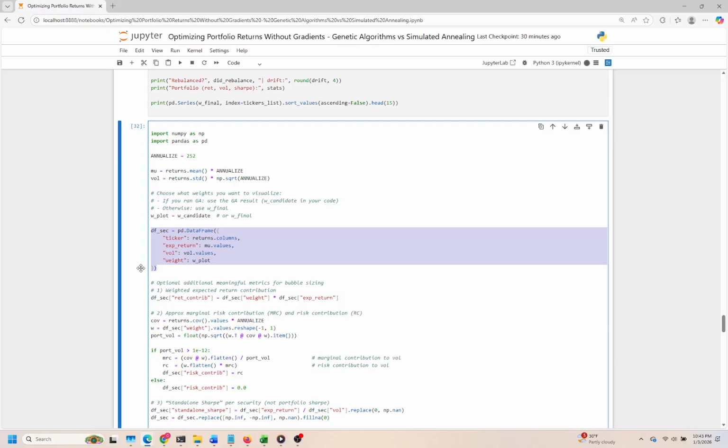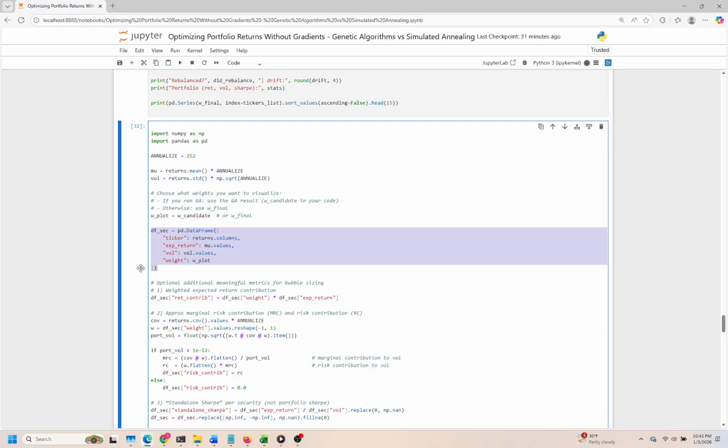In the following calculations, we introduce additional metrics to enrich our understanding. For instance, the weighted expected return contribution provides insight into how much each asset contributes to the overall return given its weight in the portfolio. The marginal risk contribution is computed using the covariance matrix of returns, helping us assess how much risk each asset adds to the portfolio based on its current weights.